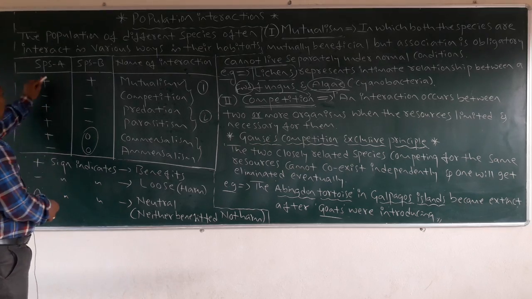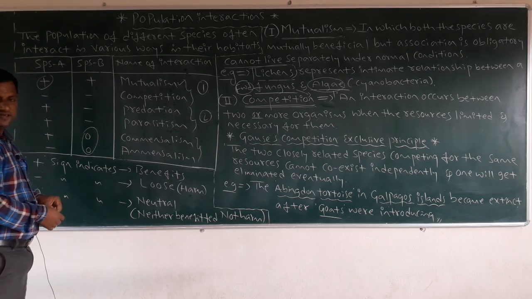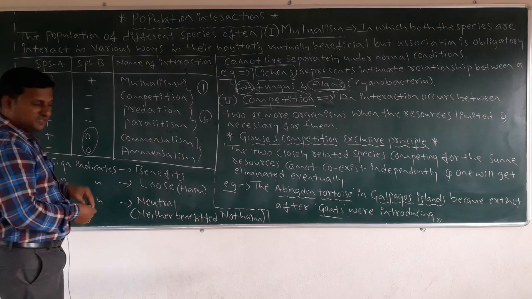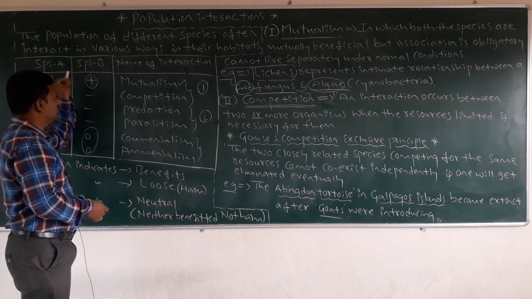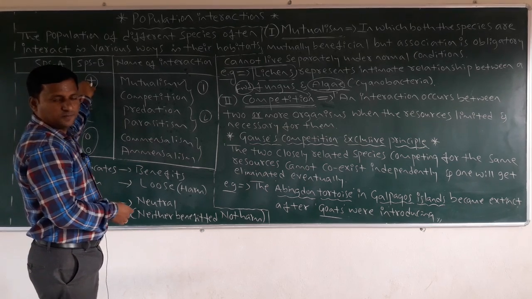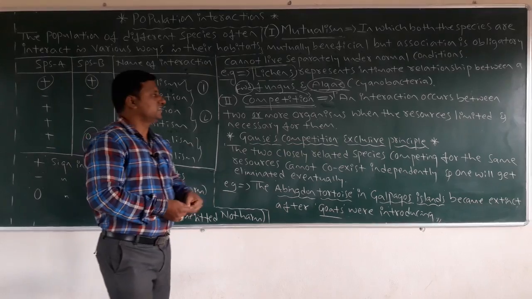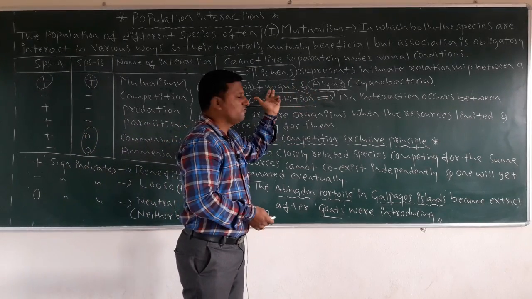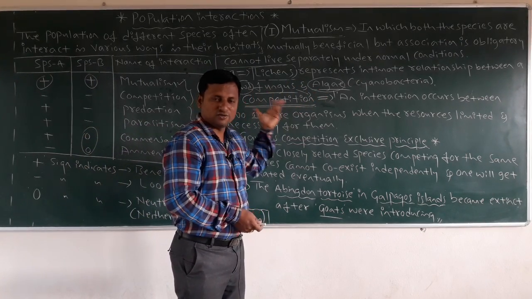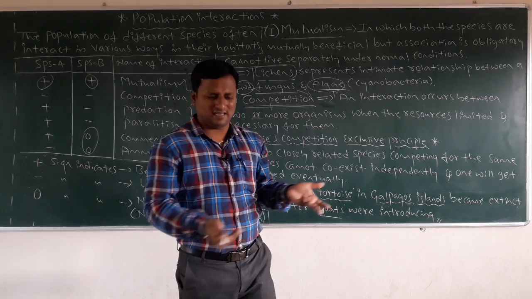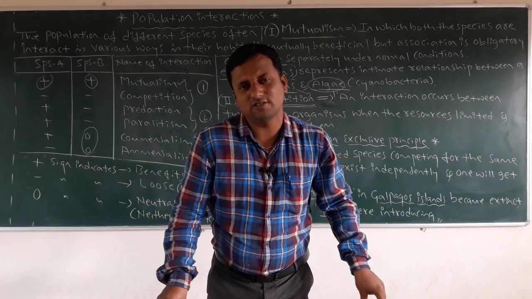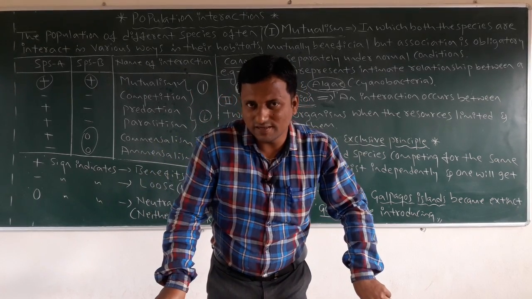Which one? Fungus. Okay, it gives the shelter, and the other one, algae, prepares the food. Like that, the shelter and food come to both species. Even in any condition, they must get the benefit. This is one example.